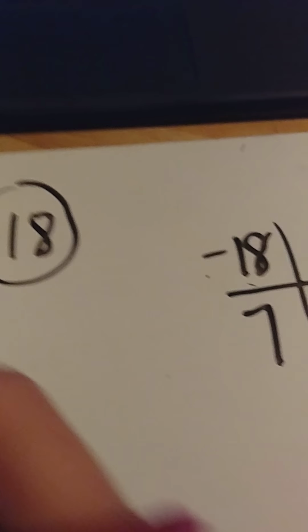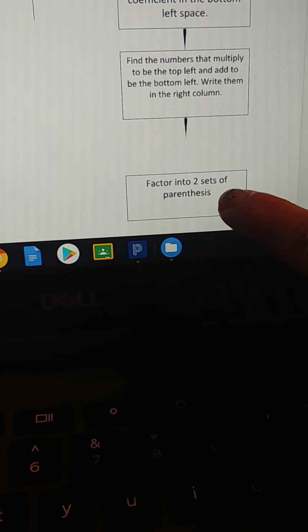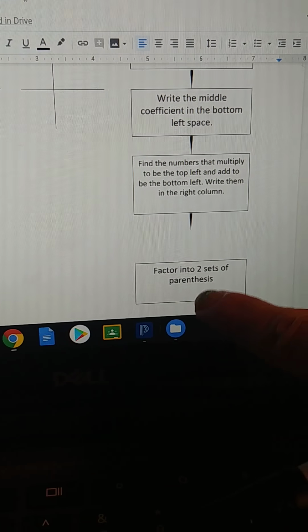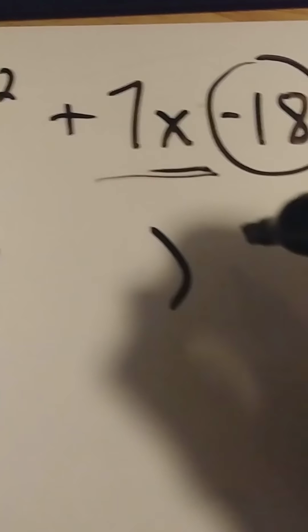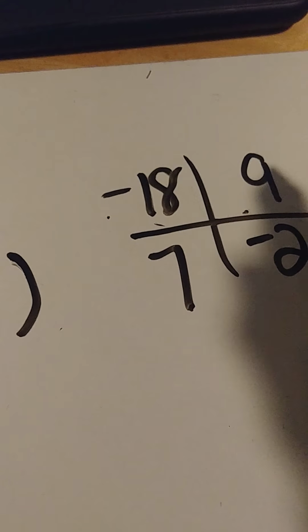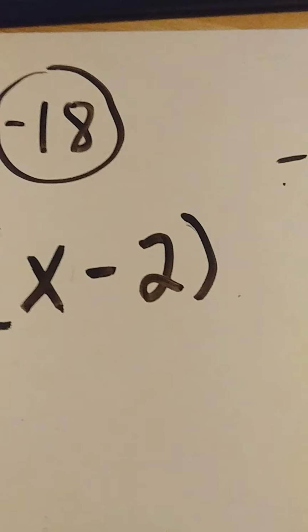So I know those are the two numbers I'm going to use, and I'm going to make my two parentheses like my fourth step says, factor into two sets of parentheses. So we did this part already, and now we're here. And I know the x squared is just going to be 1x here and 1x here. So x squared is going to be that, and I'm going to break it into my numbers here. So I have a plus 9 and a minus 2.